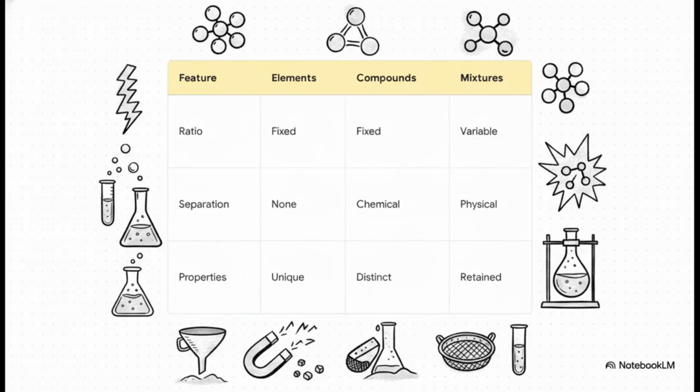This framework acts as an amazing cheat sheet for the laboratory. It summarizes the strict rules governing the three relationship statuses of matter. Notice how compounds require intense chemical methods for separation, while mixtures, because they just have variable physical ratios, can be separated using simple physical methods.